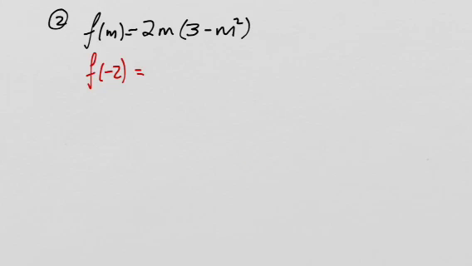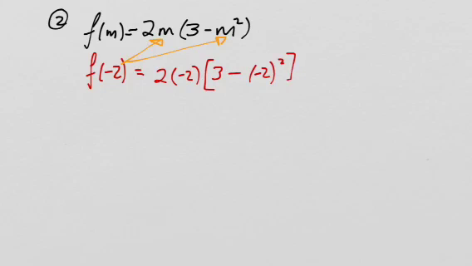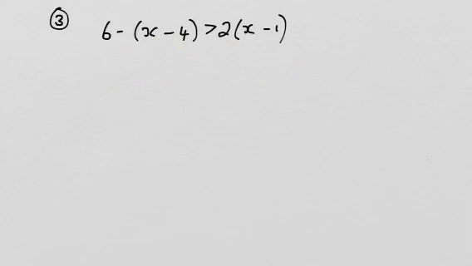Question 2, f of negative 2. So that basically just means that we need to put negative 2 into this formula where the x's are. So that's 2 times negative 2, bracket 3 take away negative 2 squared. So you can work all that out without a calculator.